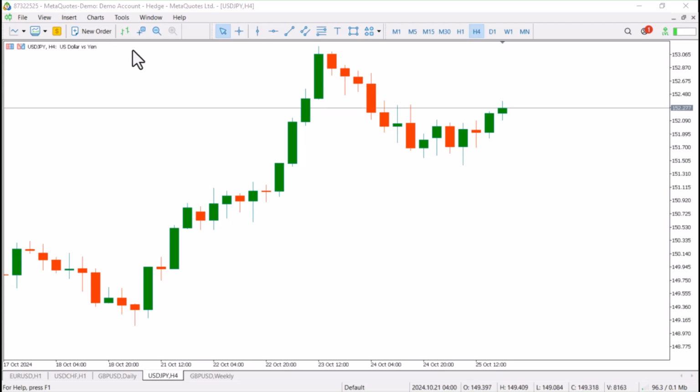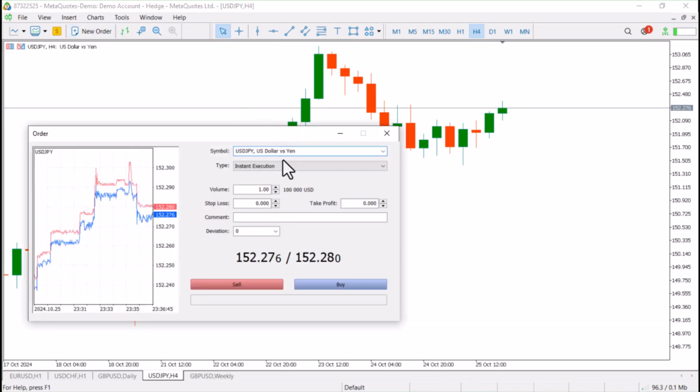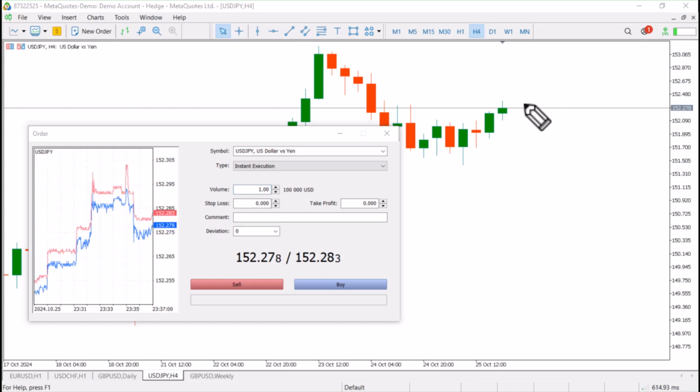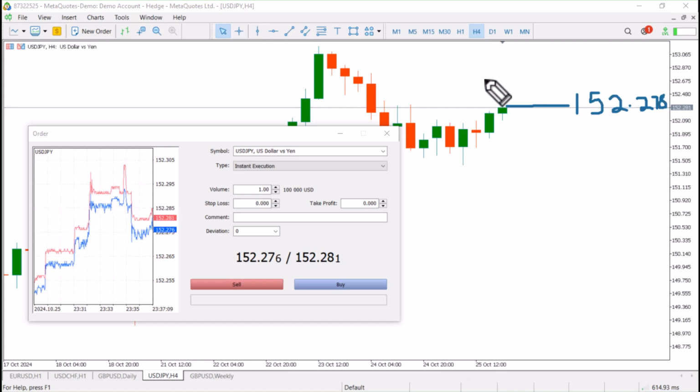Now we go back to our new order, we click on it. By default, instant execution is selected. We calculate our risk based on our account size. We choose our position size or volume. We set our stop loss. Our stop loss has to be above 152.278, since we are selling. So let's use the 152.6. 152.6 is greater than 152.27.